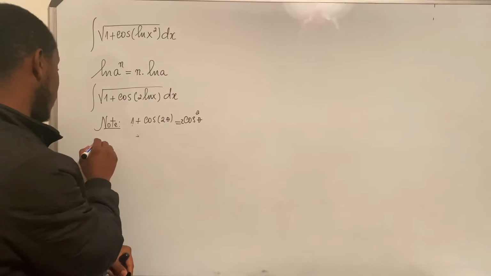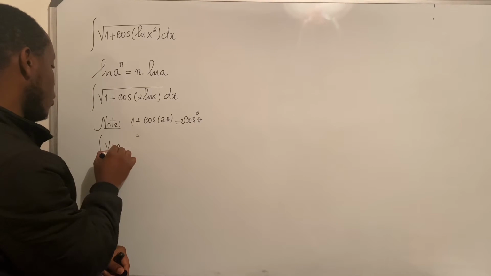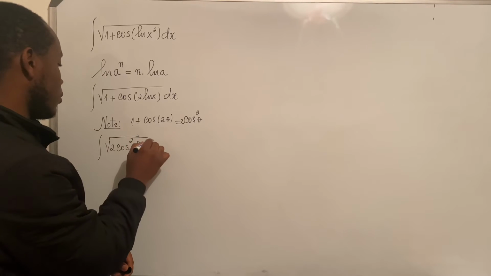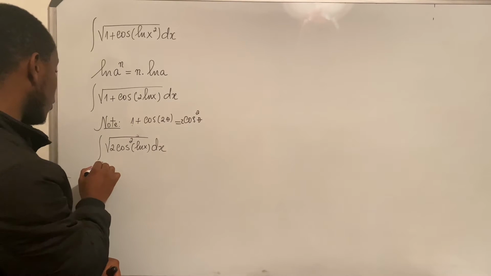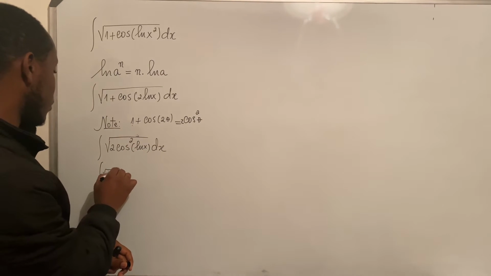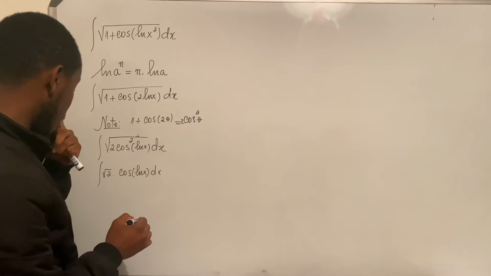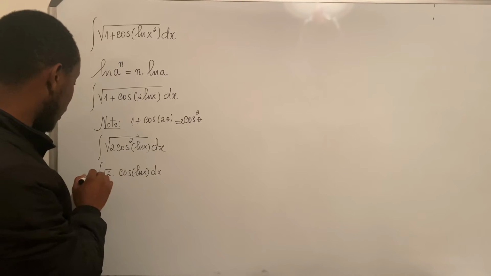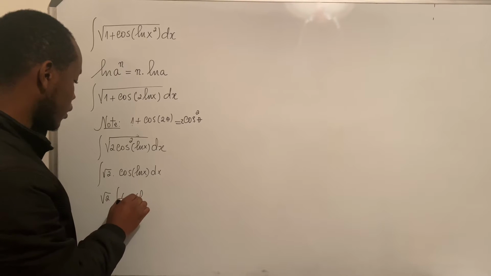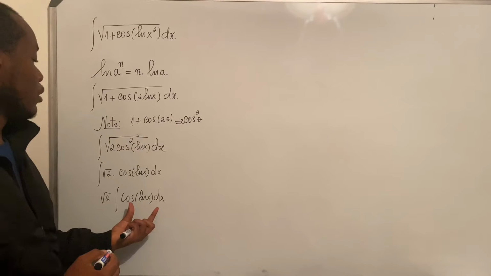So this is going to be equal to the square root of 2 cos squared of ln x, dx. This is going to be square root of 2 times cos of ln x, dx. So this is a constant, and it can come outside. So it's square root of 2 times the integral of cos ln x dx. So we reduce this expression to this expression.